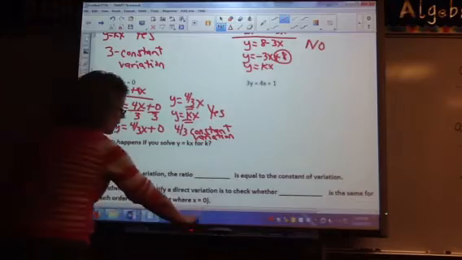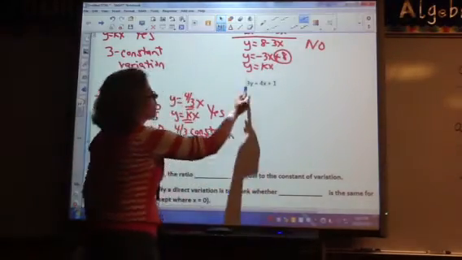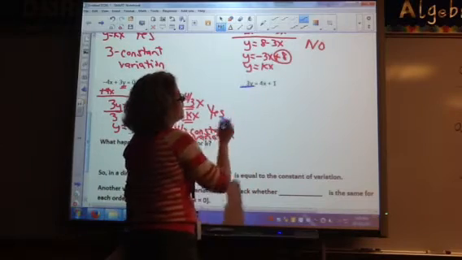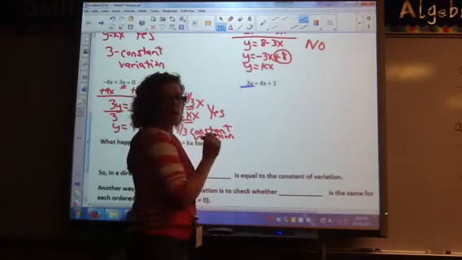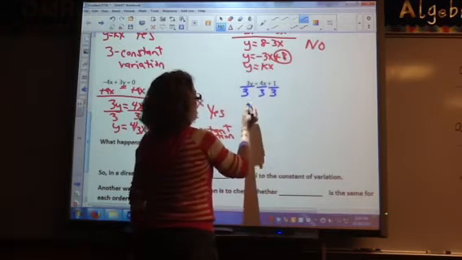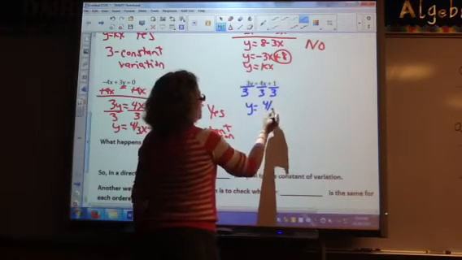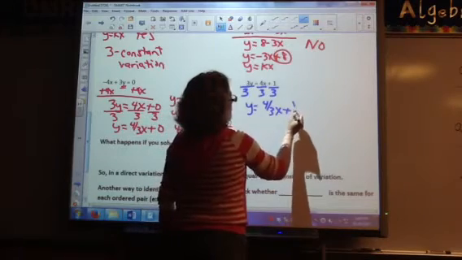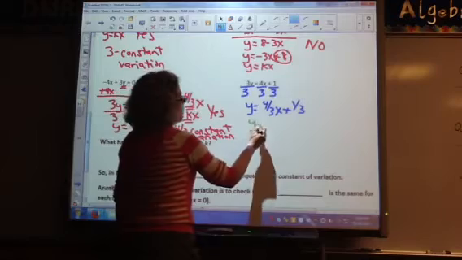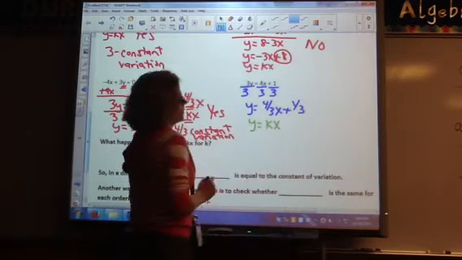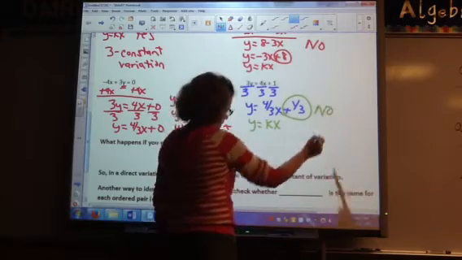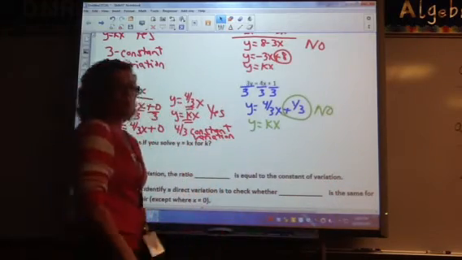Alright, so what do y'all think we need to do first on this one? Is our y isolated? It is not. So in order to isolate it, this is 3 times y. The inverse of multiplication is divide. You have to divide each term by 3. So we have y equals 4/3 x plus 1/3. Is this in the form of our direct variation formula? It is not, because of this right here. So our answer is no. There is no constant of variation.